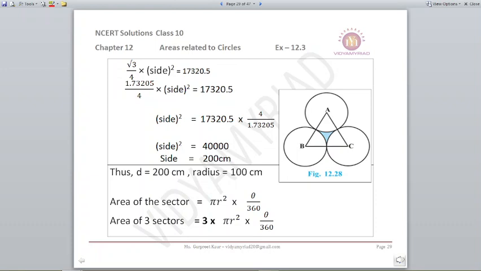So this 200 centimeters is diameter. That means AB equal to BC equal to CA. They all will be 200 centimeters. That means their radius is 100 centimeters.